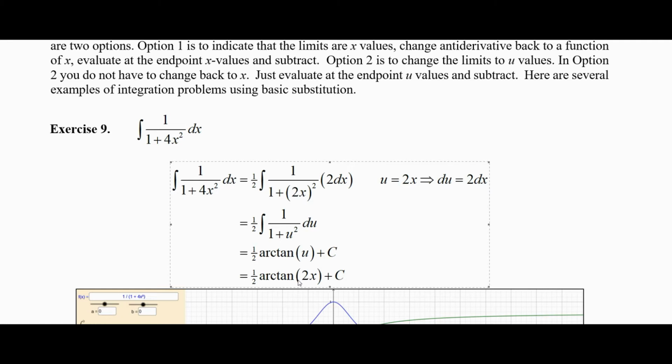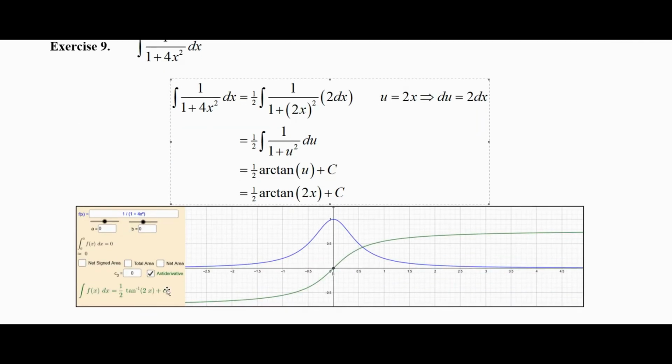So our antiderivative is 1/2 arctangent of u plus c, but of course we introduced the u. We need to go back and plug in the 2x in place of the u, and we see our antiderivative is 1/2 arctangent of 2x plus any constant. And here is a verification and a graph of that using the GeoGebra applet that we introduced in a previous video. Here I set these both at 0, so there's no shading for definite integrals, which of course makes the definite integral 0. But we do an antiderivative down here, and it gives us the same thing.